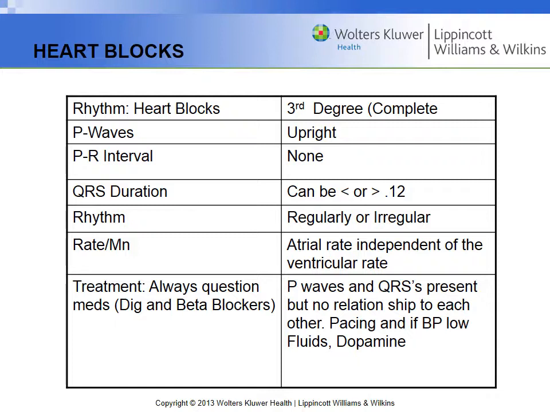And in third degree heart block, pacing is indicated, and if the blood pressure is low, it's fluids or dopamine. If third degree heart block isn't being caused by medications such as DIG and beta blockers, then it's always indicated to put a permanent pacemaker in these patients.